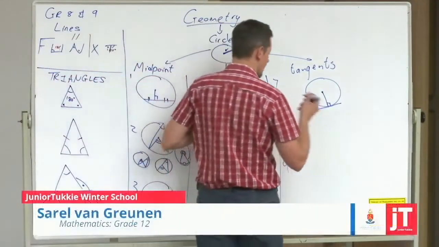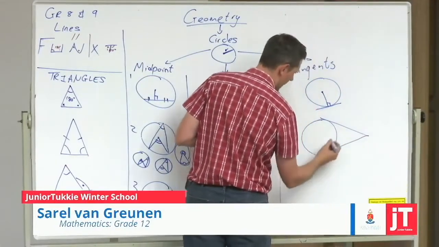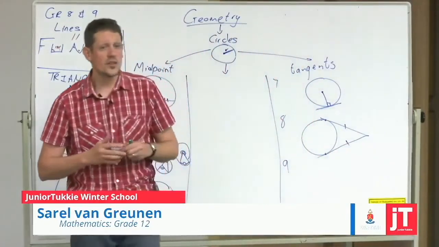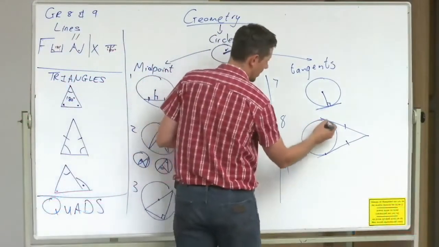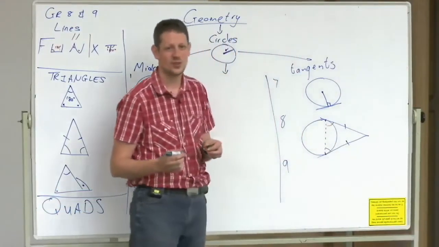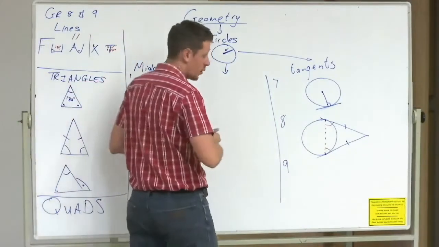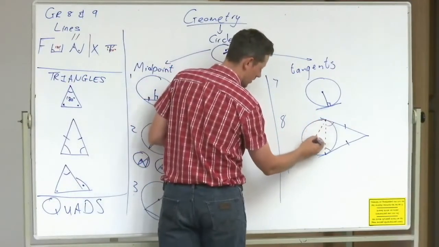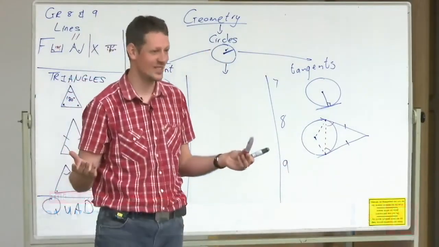Theorem 8 is definitely a fan favorite. If I have two tangents from the same point, they are equal in length. There are two things for you to look out for. Number one, if we connect them, I've got an isosceles triangle. And now even better, if I connect them to the center of the circle, what kind of figure do I have? I have a kite.